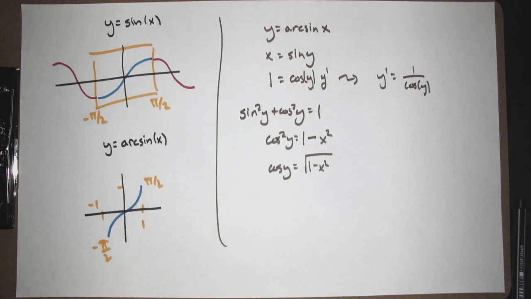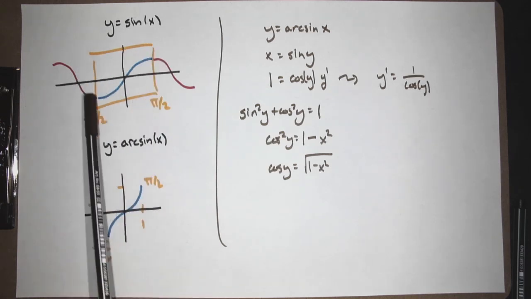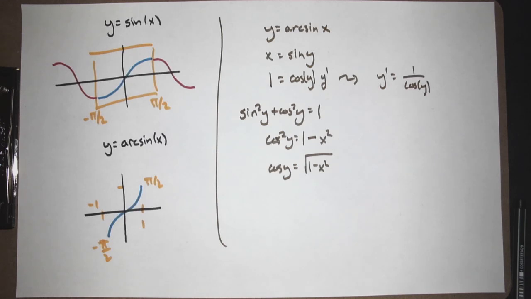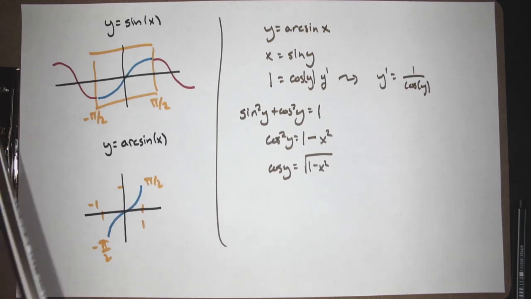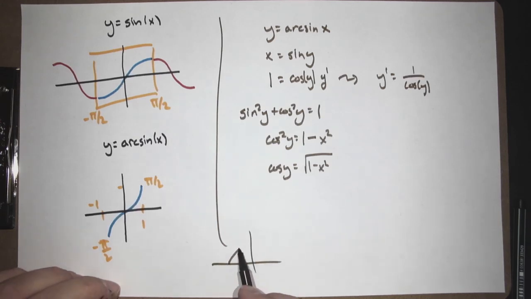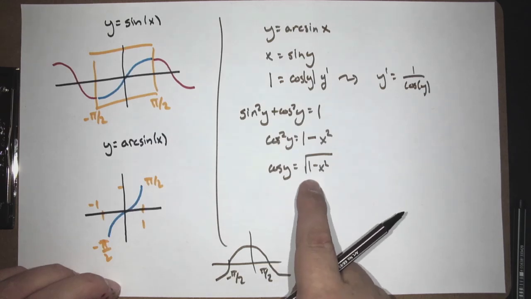This is a technical detail, but math is full of technical details. Where does the sign come from arcsine? It's this part from negative pi halves to positive pi halves. What's true about cosine if you're between negative pi halves and positive pi halves? The cosine function looks like that. So from negative pi halves to positive pi halves, cosine is greater than or equal to 0. So that's why we only need the plus.